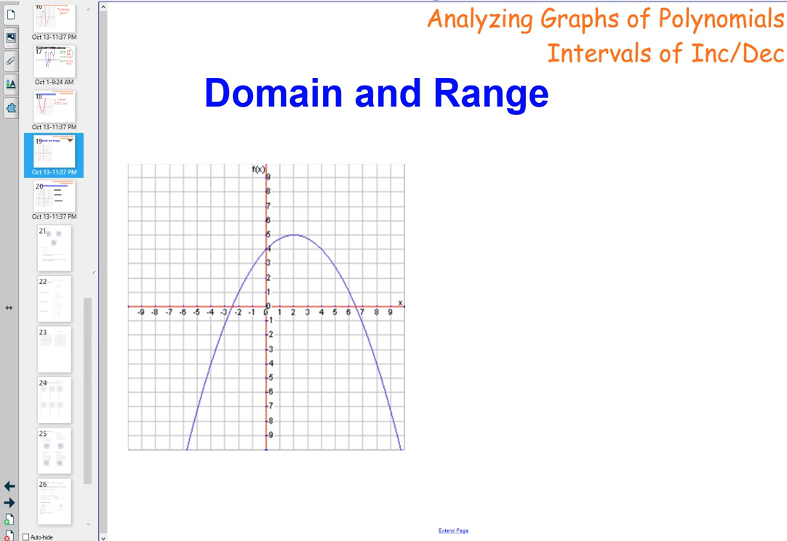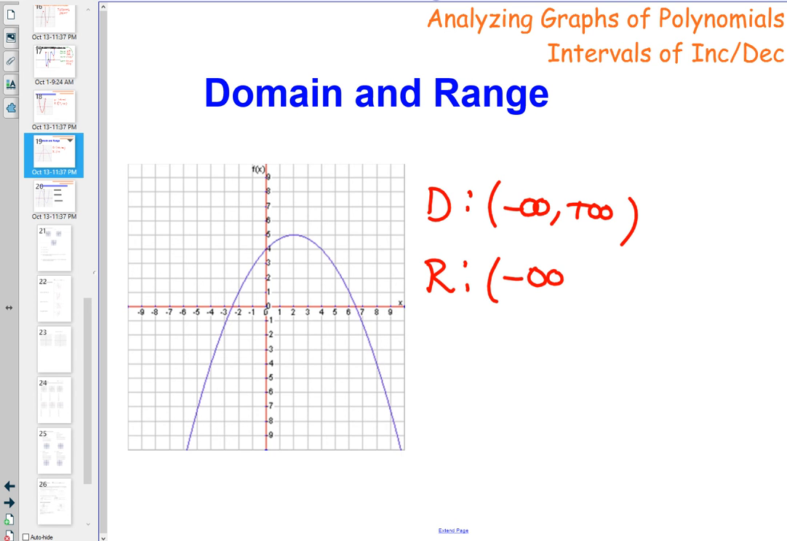Domain and range, what's the domain of any parabola? Pretty much any polynomial function, even if it's not quadratic, is going to have a domain of all the numbers. It's the range that could be affected, or that could be limited. What's the range here? How low do we go here?